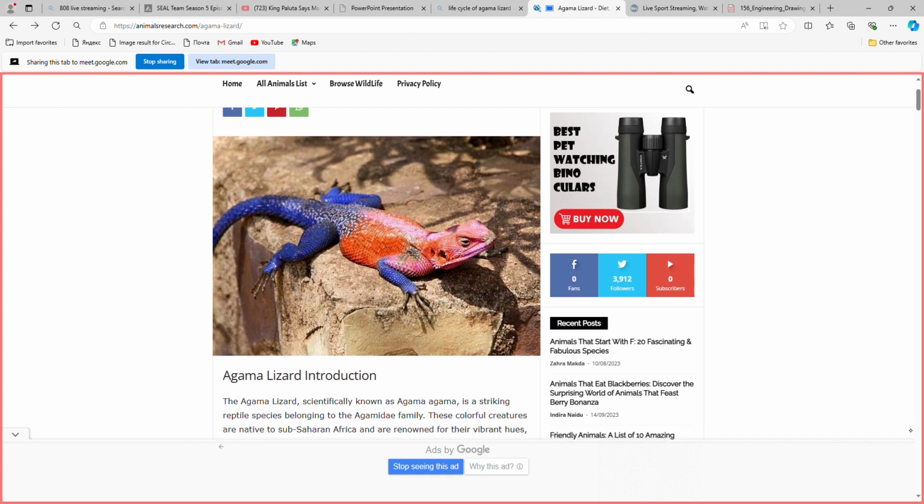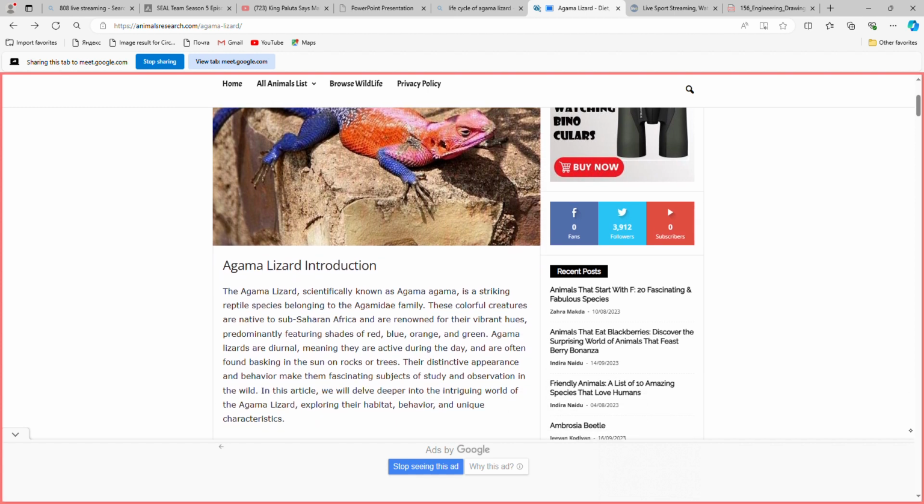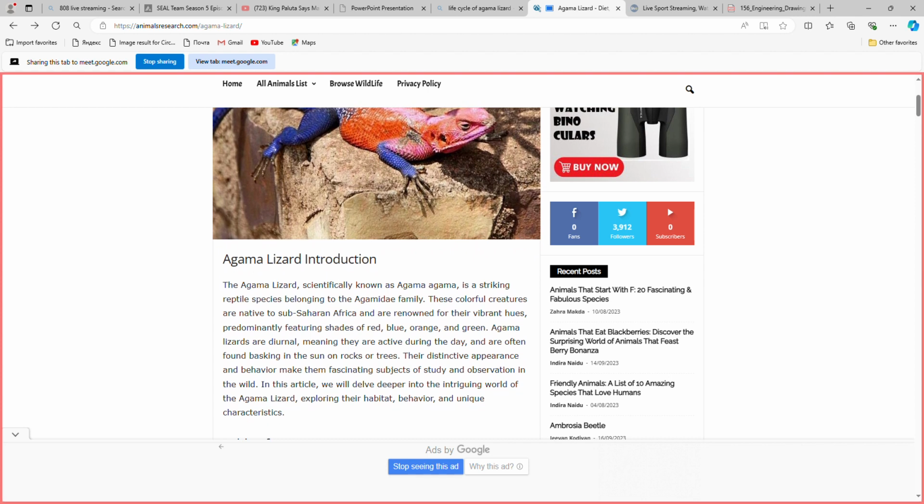Okay. So when we say lizard, scientifically we call them agama. That is what we call them. Scientifically we call them the agama. But in normal language, people will say the Agama lizard.